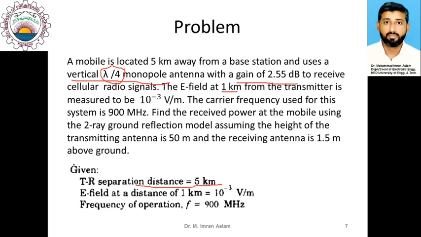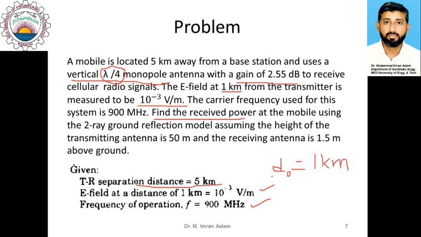The E field at 1 kilometer is given, so d naught, the reference distance, is actually 1 kilometer, because we are given the value of the E field at a distance of 1 kilometer from the transmitter. This E field value is measured to be 10⁻³ volts per meter. The carrier frequency we are using is 900 megahertz, and we want to find the received power for the mobile using the two-ray ground reflection model.